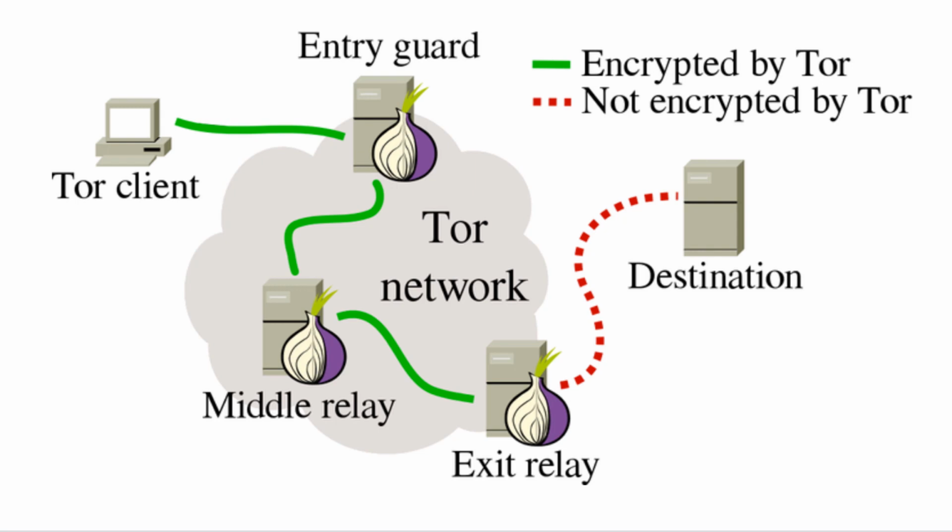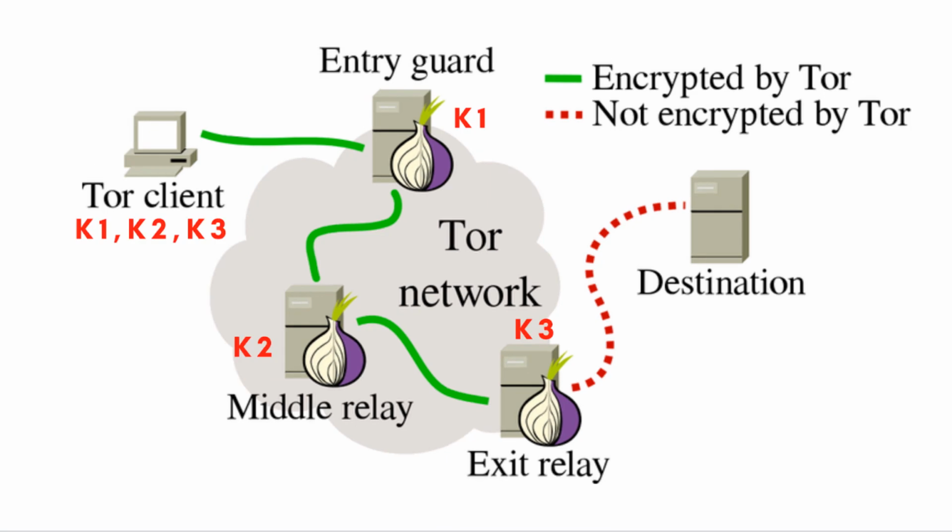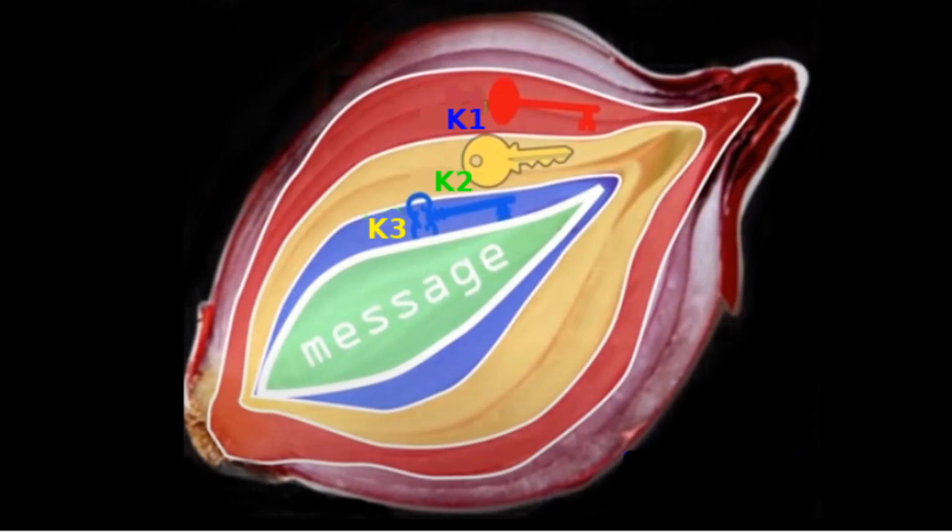To create a private network pathway within the Tor network, the Tor client builds a circuit of encrypted connections through 3 different relays. The client will negotiate a symmetric encryption key with each relay, so there are 3 encryption keys. The client will encrypt the message 3 times in layers with these 3 encryption keys. It will first encrypt the message with K3, the resulting encrypted message will be encrypted again with K2, and finally again with K1. It's like the layers of an onion, and the message resides at the heart of the onion.